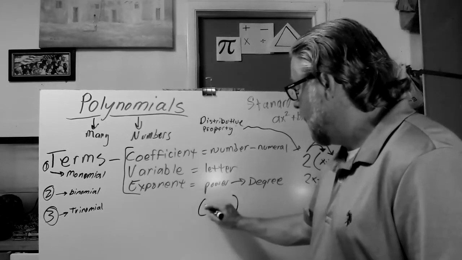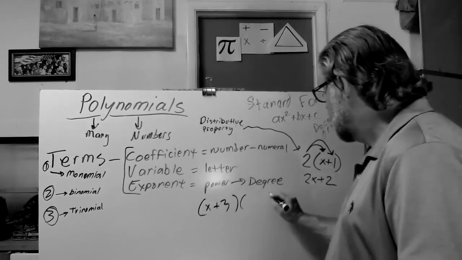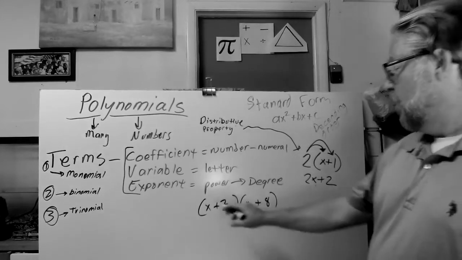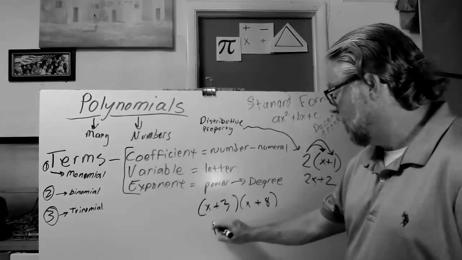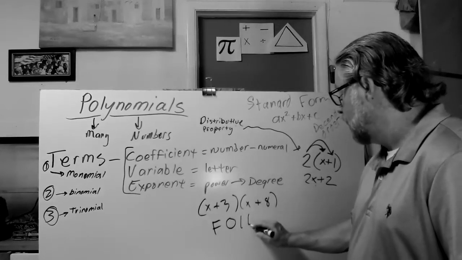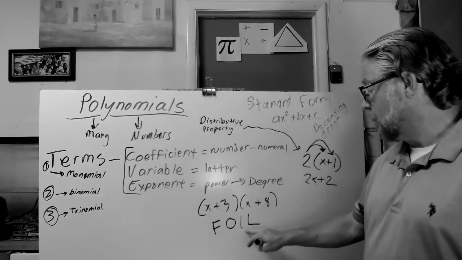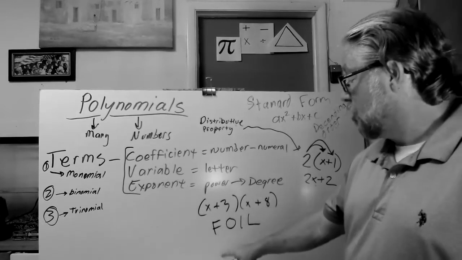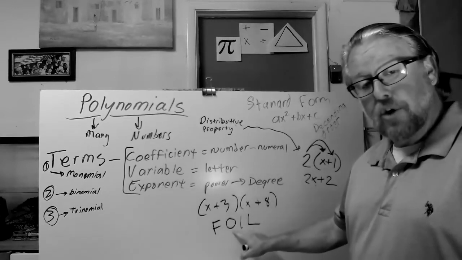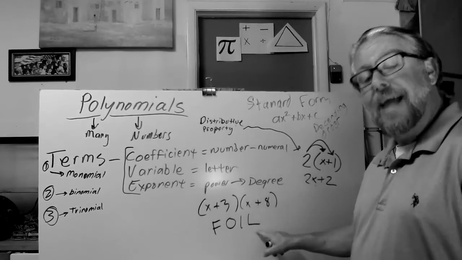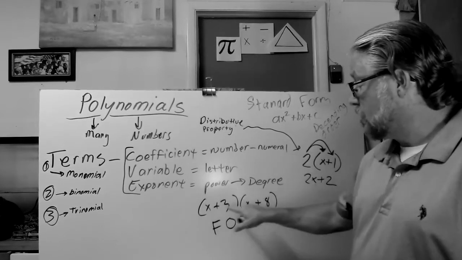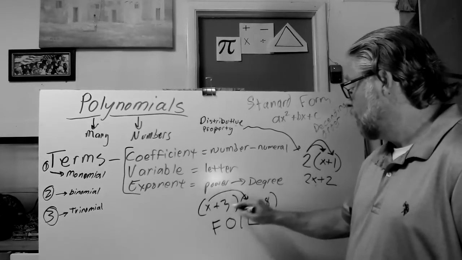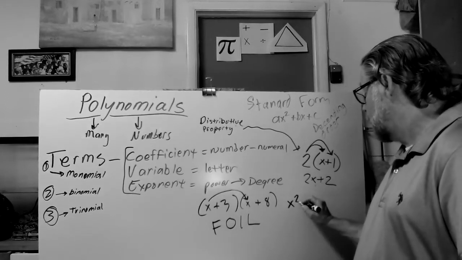So take something like x plus 3 times x plus 8. You FOIL it out, right? F-O-I-L. First, outer, inner, last. This is directions. It tells me what order to multiply things in. We're talking about the terms: first terms, outer terms, inner terms, and last terms. You have first terms here. The x's multiply together first. So come over here. X times x is x squared.